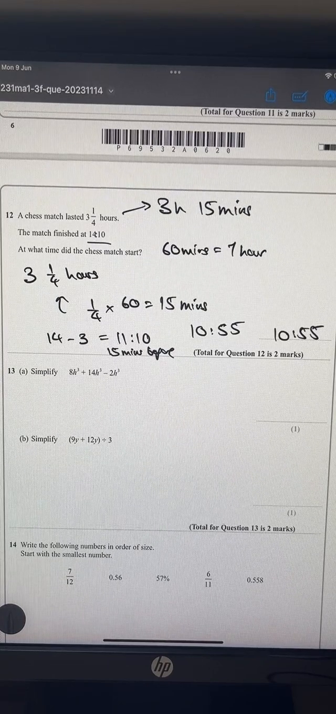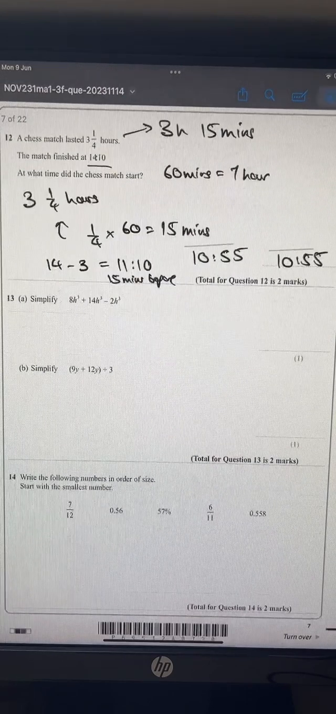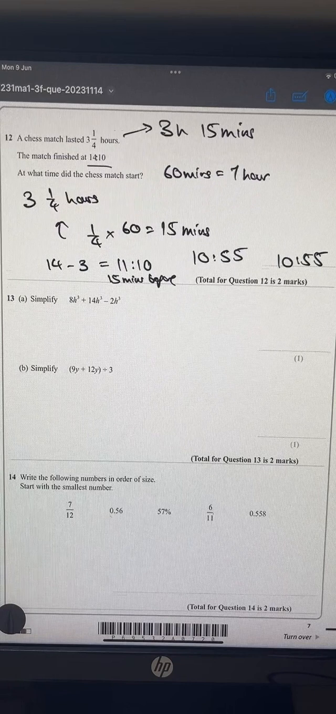That is crazy. Imagine being in a chess match for that long. I mean, I like chess and all, but that is just such a long time. Okay, cool. I waffled too much.